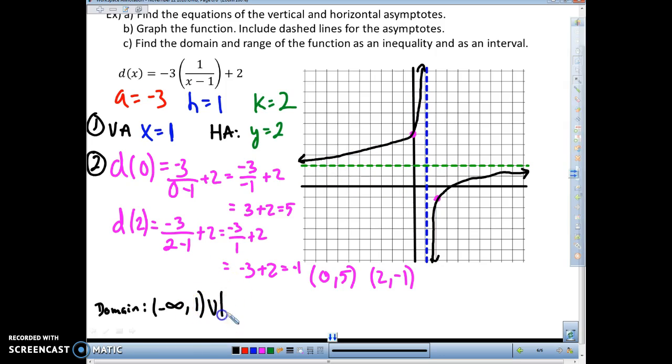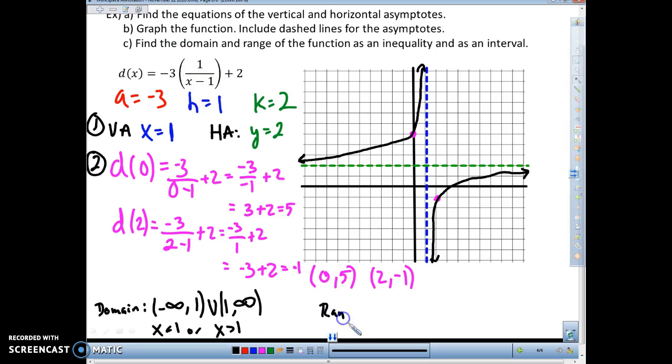And I pick back up after my break at my asymptote, and I continue all the way to infinity. So there's my domain in interval notation. In inequality notation, it's just x is less than 1 or x is greater than 1, because x exists for all those values except for at 1, which if I plugged in 1 here for x, I would get 0 in the denominator, which gives me an undefined value.